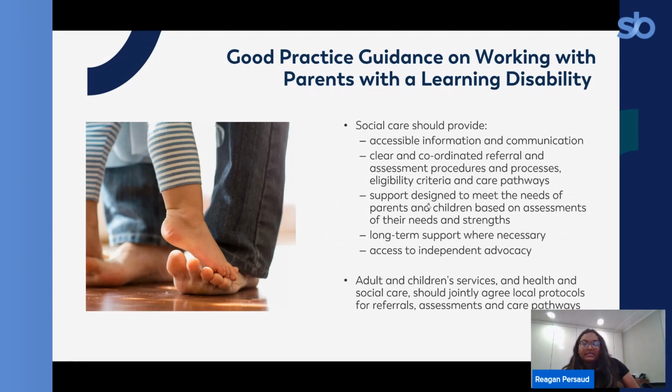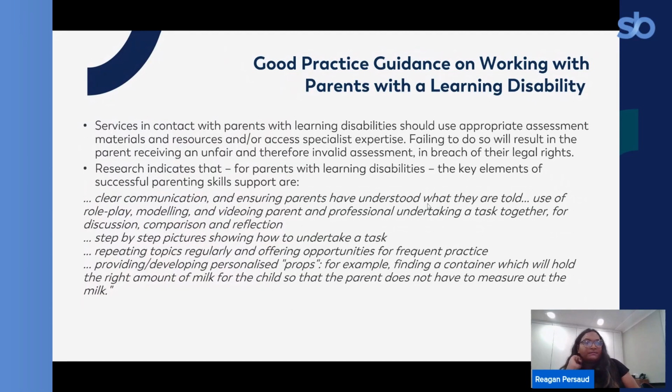It talks about support designed to meet the needs of the parents and the children, long-term support where necessary. And remember that for parents in these situations, it's a daunting process, and having access to advocacy and an advocate to speak for them is also in the guidance. They should be given that. Remember the joined-up thinking between adult and children's services, health and social care, because again, support can come from lots of avenues, and we'll come to that again in a moment.